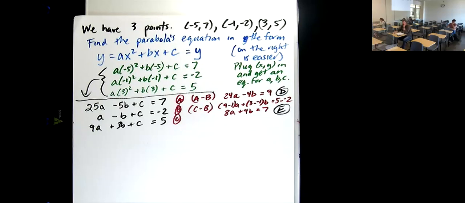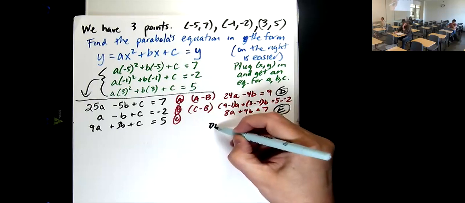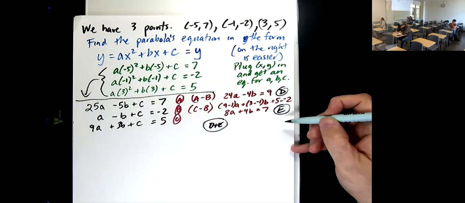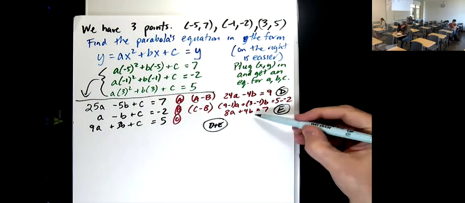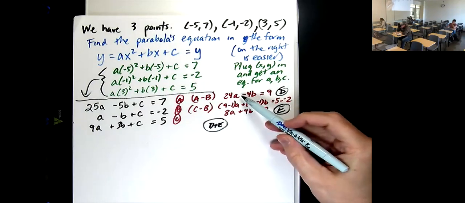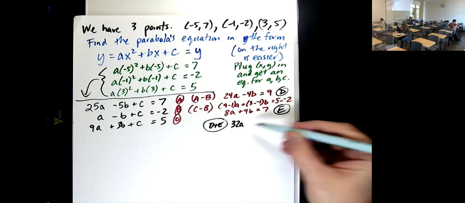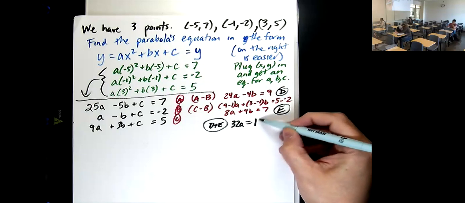It looks like if I just add D and E together, the B's go away. So I have 24A plus 8A is 32A, equals 9 plus 7 is 16.